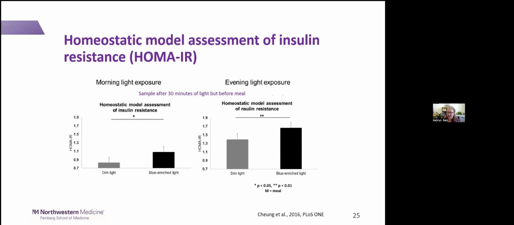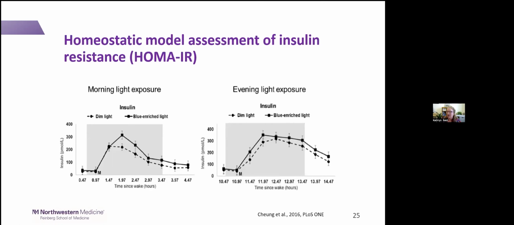And this is indicating the HOMA-IR. And when we were in dim light, the HOMA-IR was low. In the blue enriched light, the HOMA-IR was significantly increased, both in the morning and in the evening.